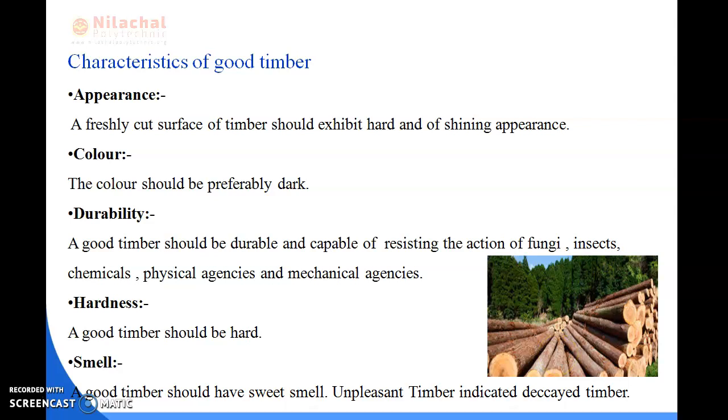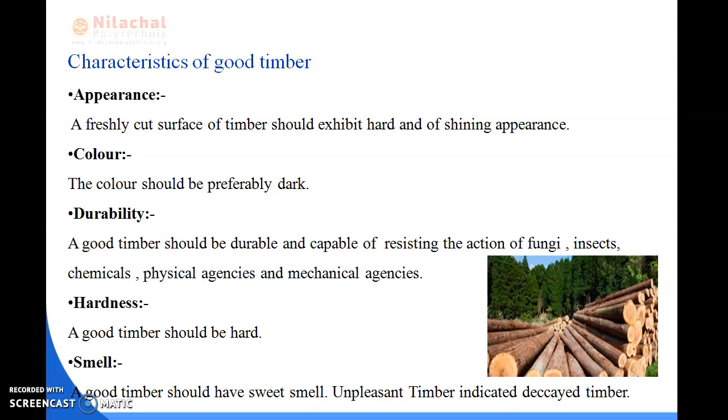So next is durability. A good timber should be durable and capable of resisting the action of fungi, insects, chemicals, physical agencies and mechanical agencies. Okay. So next is hardness. A good timber should be hard. As we all know, timber, that is wood, is hard.